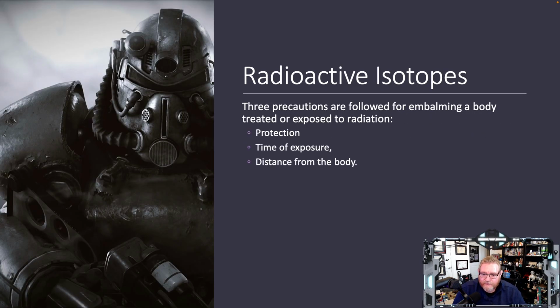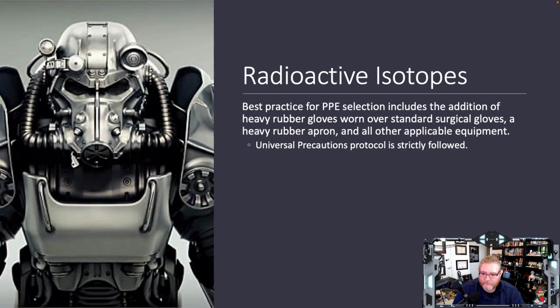Three precautions are followed for embalming a body treated or exposed to radiation: protection, time of exposure, and distance from the body. Best practice for PPE selection includes the addition of heavy rubber gloves worn over standard surgical gloves, a heavy rubber apron, and all other applicable equipment. Universal precautions should be strictly followed.